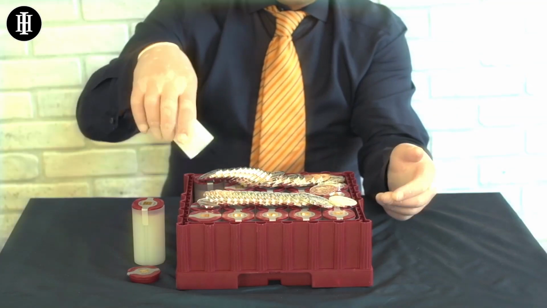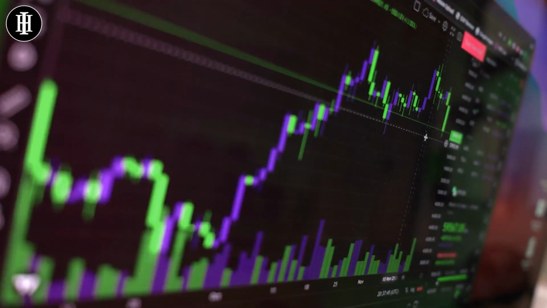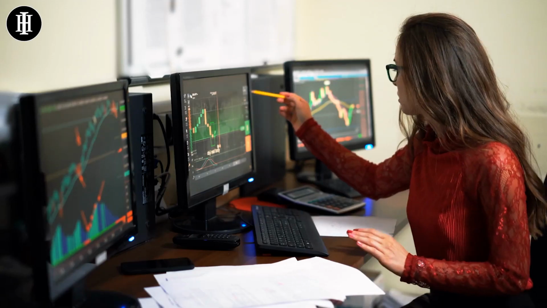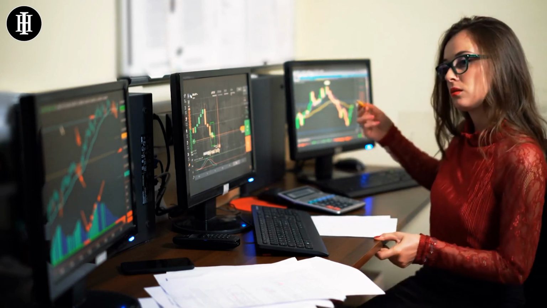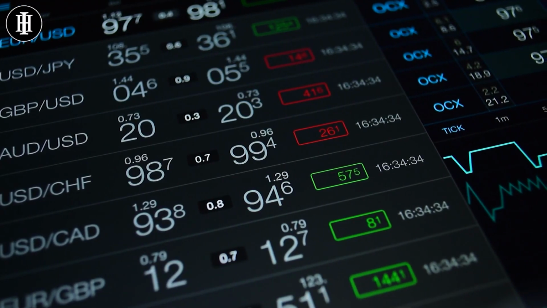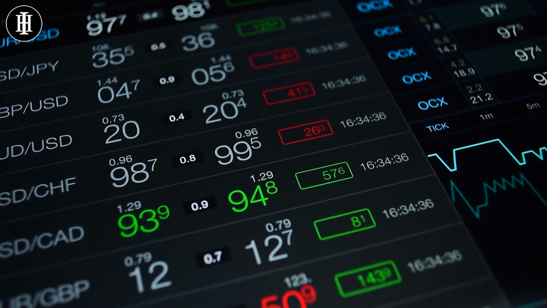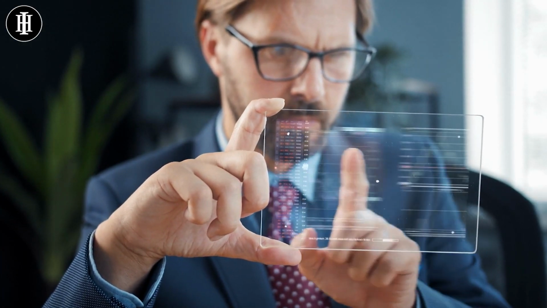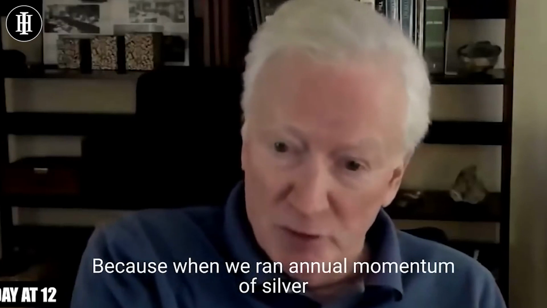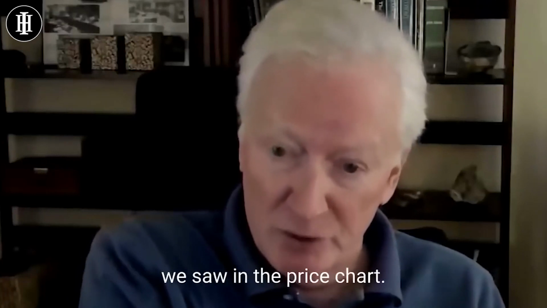Let's go back to 2019, 18, 17. Silver was in the doldrums, depressed, underperforming gold, at very low price levels, up and down, but not able to get out of the hole. Just before it took off, it had that last plunge in March of 2020, which dropped it to about $11. And it turned and burned like a rocket, because when we ran annual momentum of silver back then, we saw a different picture than we saw on the price chart.